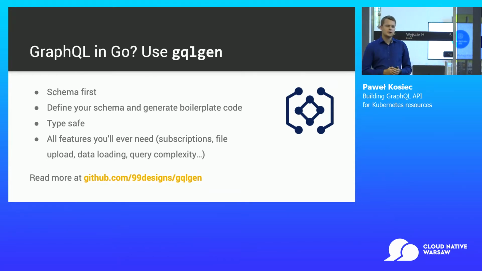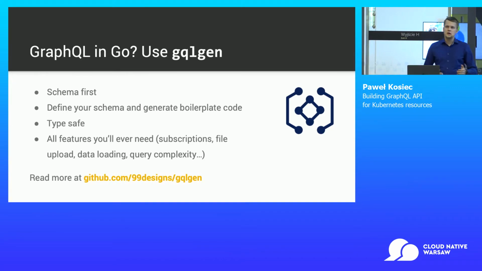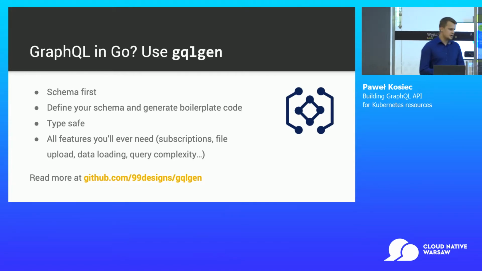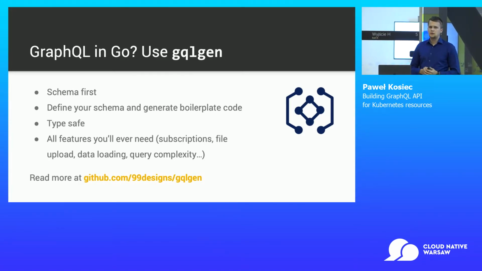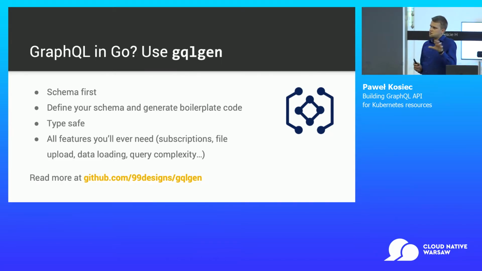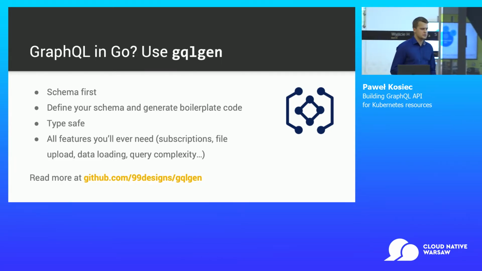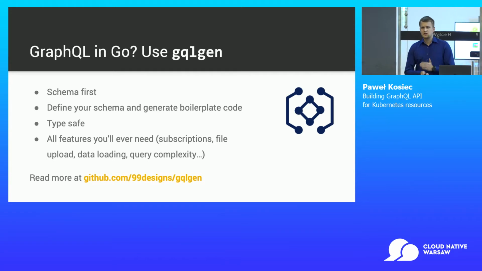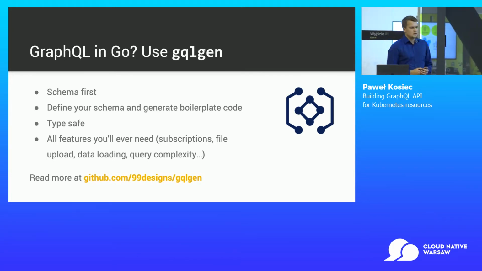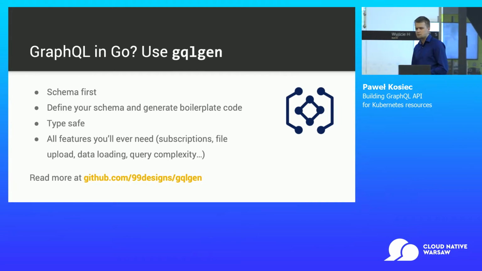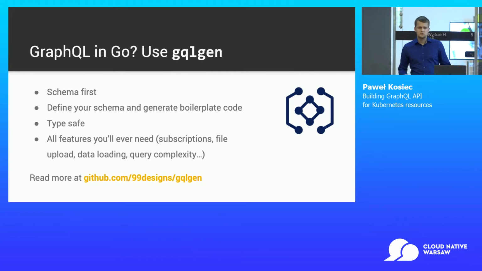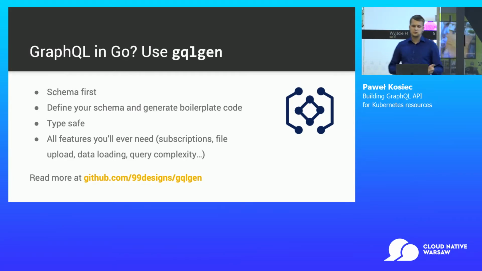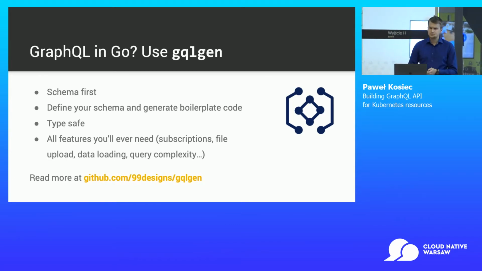It's GQL and it's a schema first solution, which means you need to define the GraphQL schema, and then you can generate the whole Go boilerplate code, right? So you can just focus on the business logic in your resolvers. And also, GQL supports most of the features which are in GraphQL, for example, subscriptions, which is a real-time data operation, file upload, also data loading, etc.